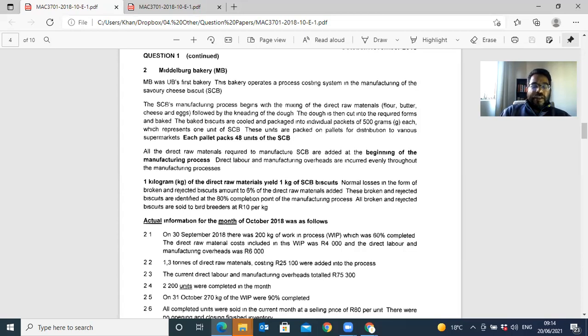Now, they're telling you that at the beginning of the manufacturing process, they include direct material. So that means immediately all direct material is added, and throughout the period, they incur direct labor and manufacturing overheads. But we explained this in last week's lesson. So if you want some more details, you can watch last week's video.